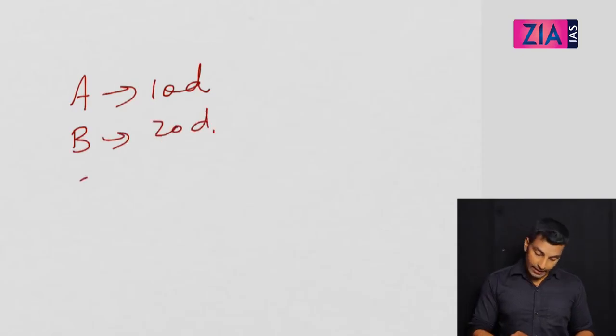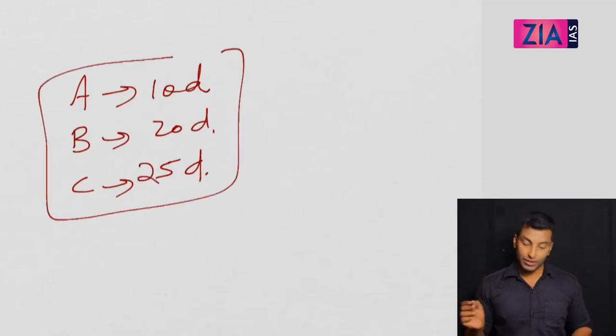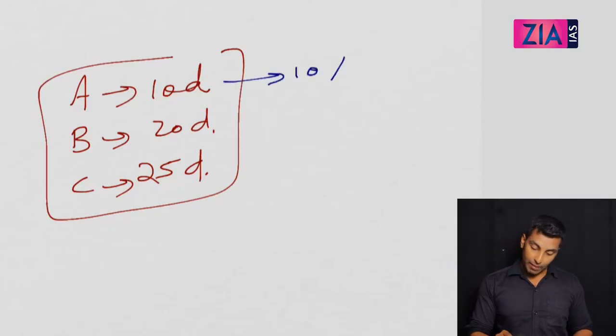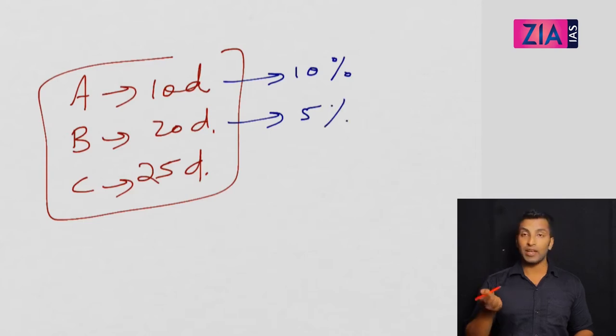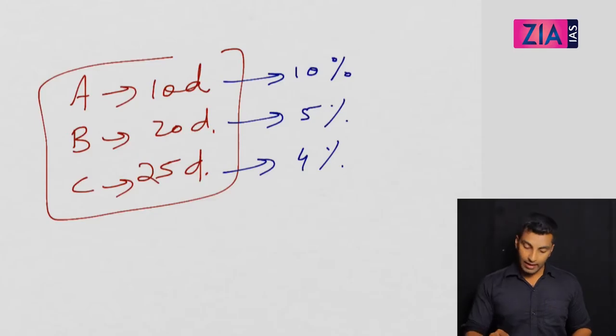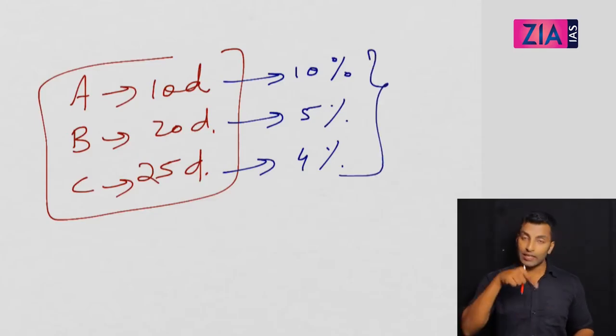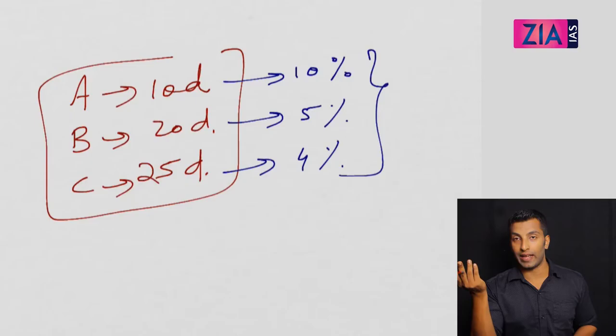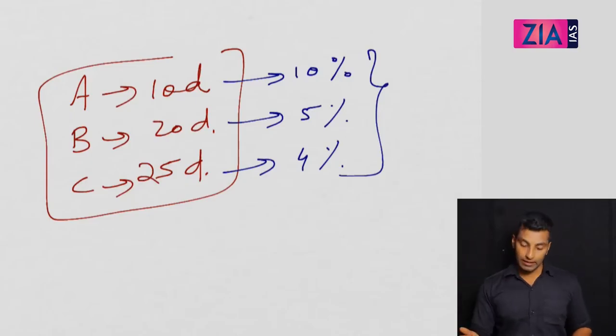Okay, now let's suppose A takes 10 days to complete the work. B takes 20 days to complete the work. C takes 25 days to complete the work. So from this what you understand is A will do 10% in one day, B will do 5% in one day, and C will do 4% in one day, right? That's what you understand. Now if all the three are working together, 19% of the work is done in one day.